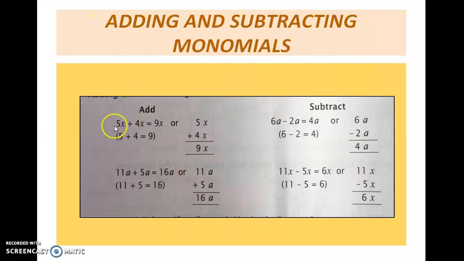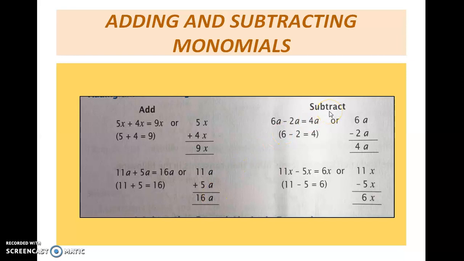Now, using the row method, when we are adding monomials, we write them sideways and we add them like we did for integers. If we are adding using the column method, for example 11a plus 5a, we will arrange them one below the other. This is the column method, and then simply add them. So my answer is coming 16a.